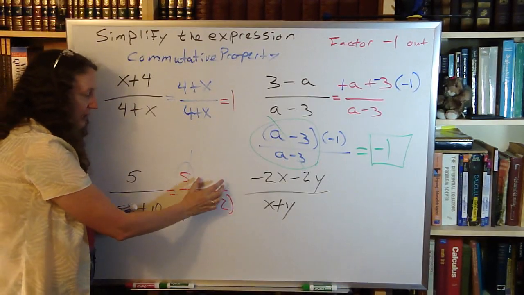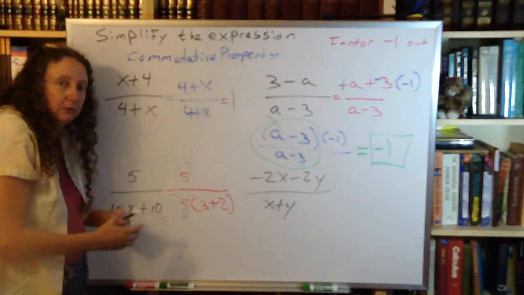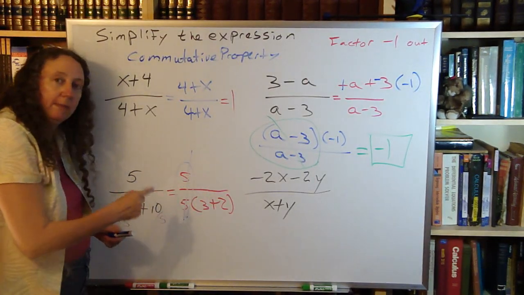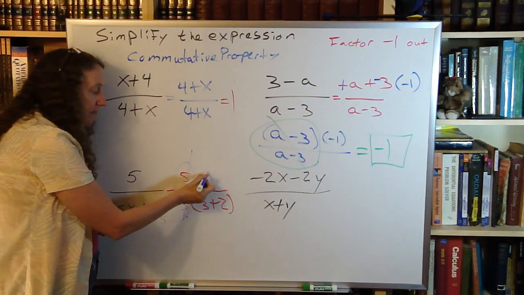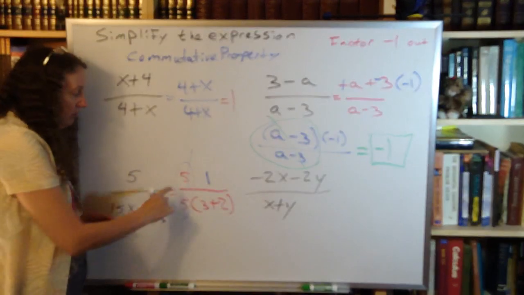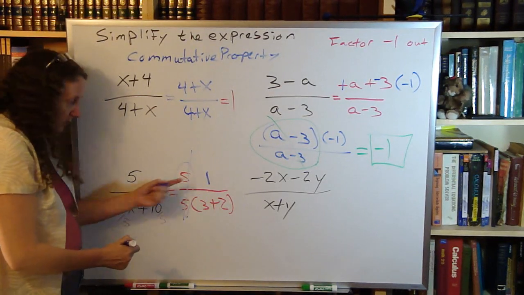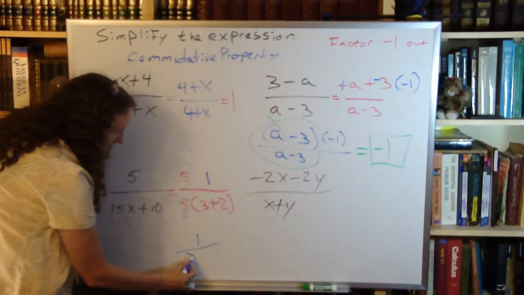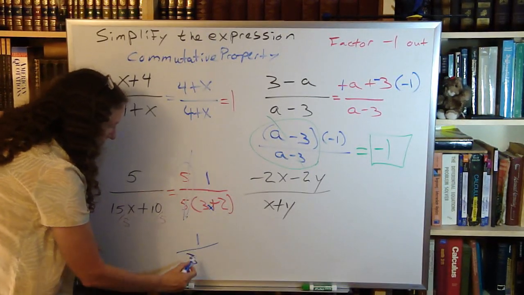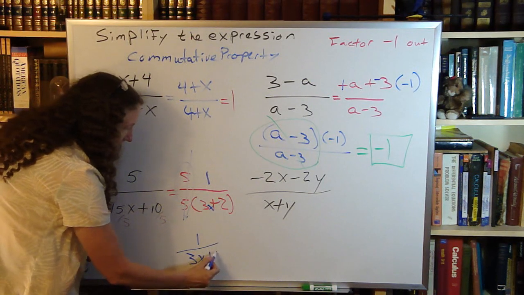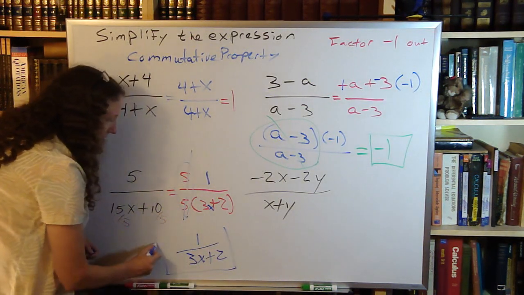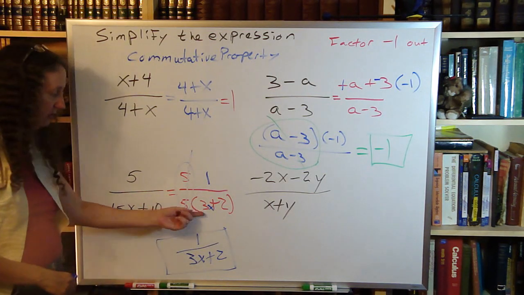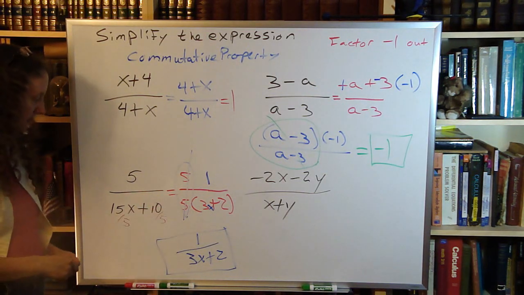Problem is, I don't have anything else left up on the top. So I need to figure out what can I put up here. Remember, any number can be multiplied by 1 and stay the same. So 5 times 1 would be 5. So I can stick that 1 in there. So my answer is 1 over 3x, forgot my x, plus 2. Always go back and check on the test. Make sure that you've remembered everything to carry it forward.